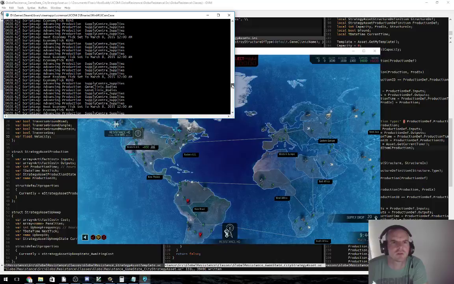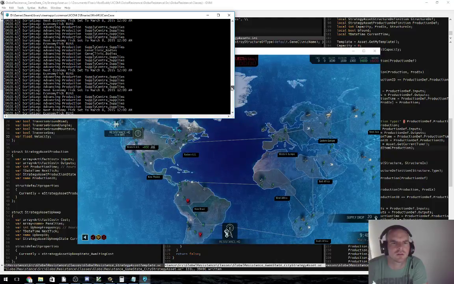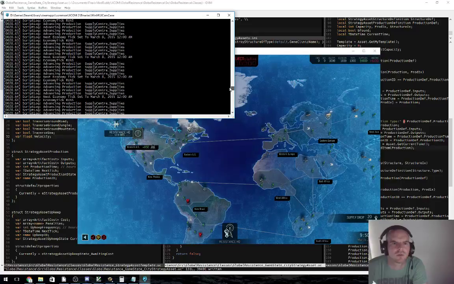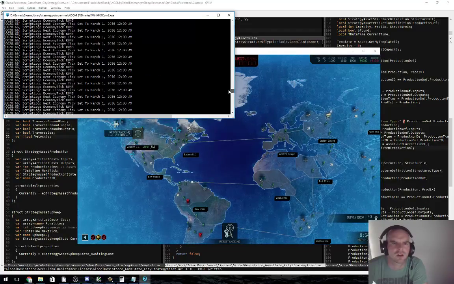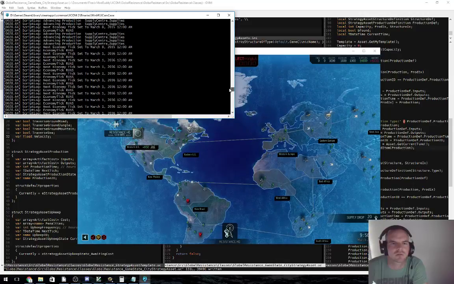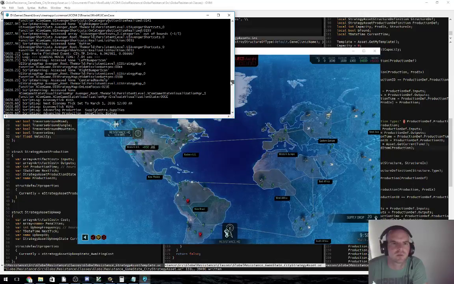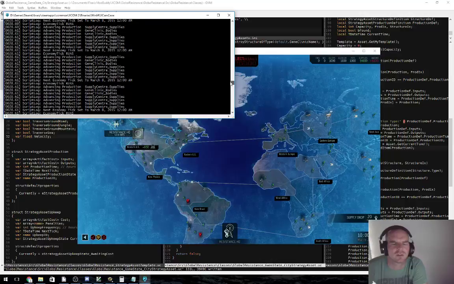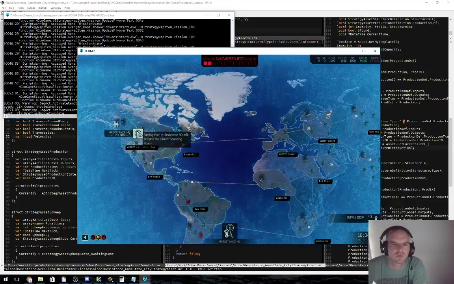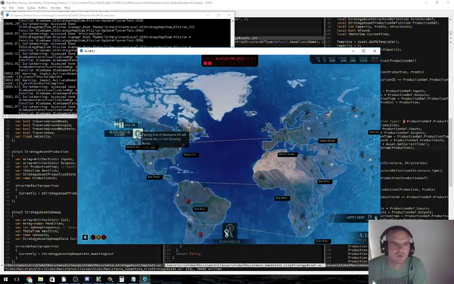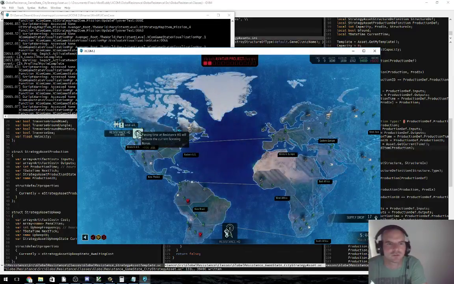Next economy tick set to, okay, so advancing production, supply center supplies. So they should build at the 8th. Ah, yes, I see. So all these other ones, they don't matter. They're just gonna move on. They don't actually have anything that matters. So once we get to March 8th, we should have a build cycle.